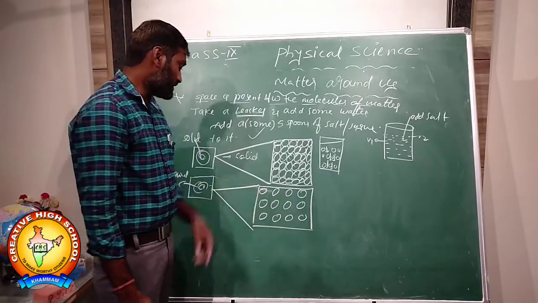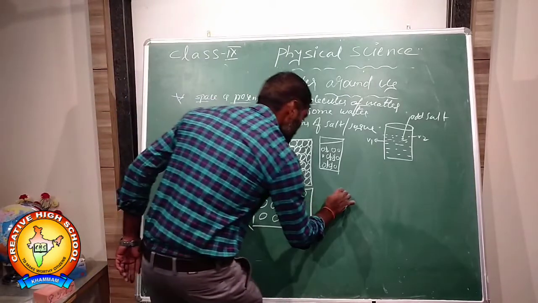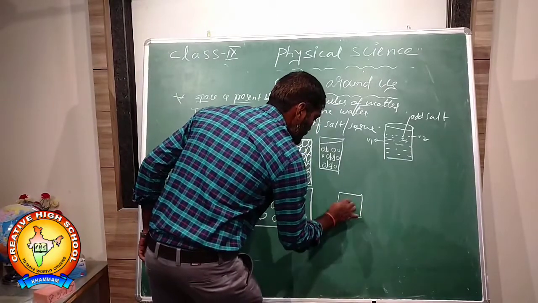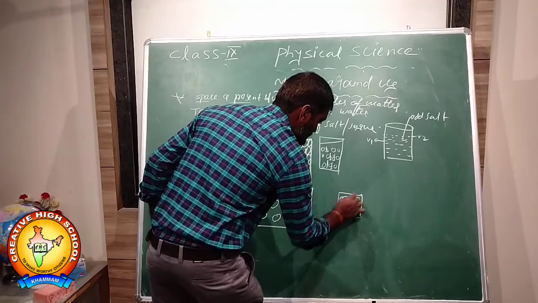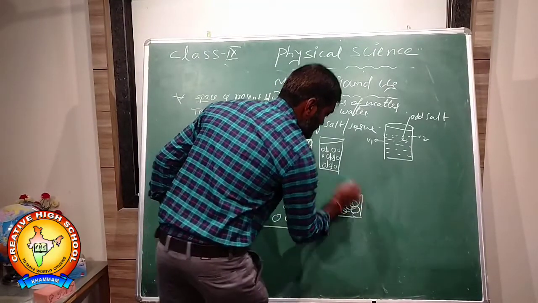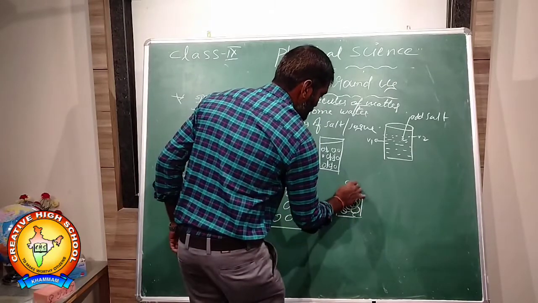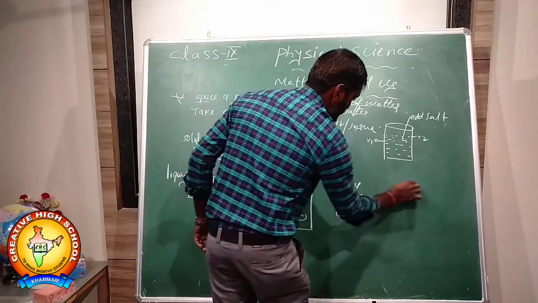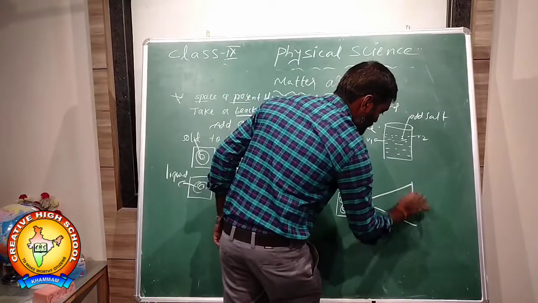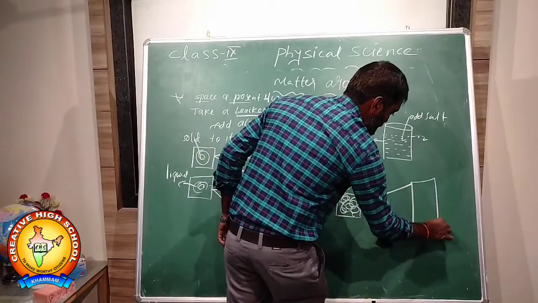Next is gas. So this is a gas. In the gas, you can draw the diagram like this.